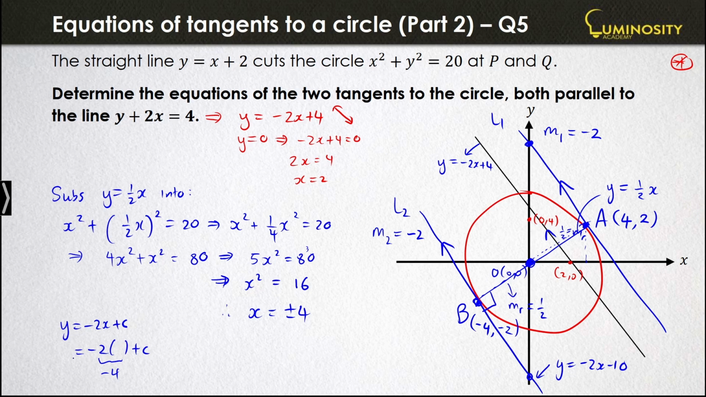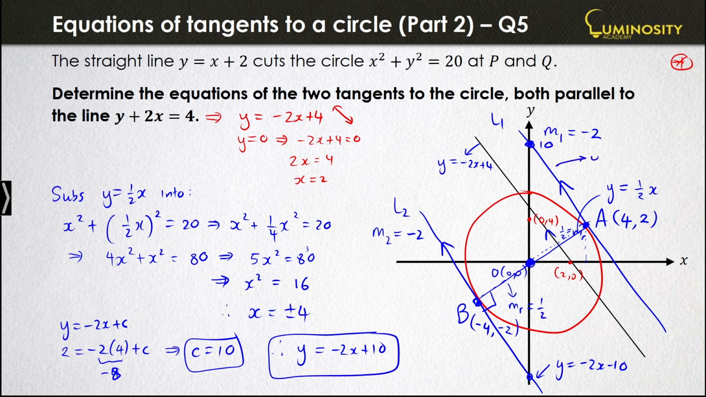Okay, so y is 2 and x is 4, so that's -8. So if I add 8 to both sides, I get c equals 10. And that makes sense. There's 10 up there. So therefore, this equation for line 1 is -2x plus 10. Okay, so this equation here is y equals -2x plus 10, and this one here below is y equals -2x minus 10.